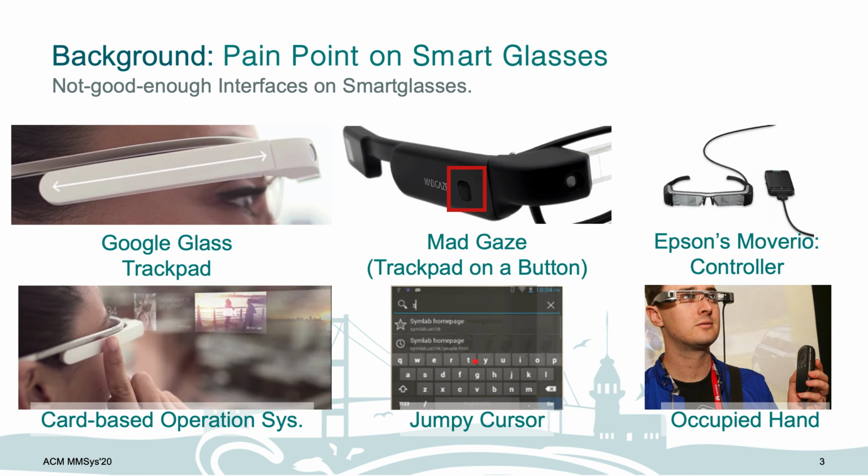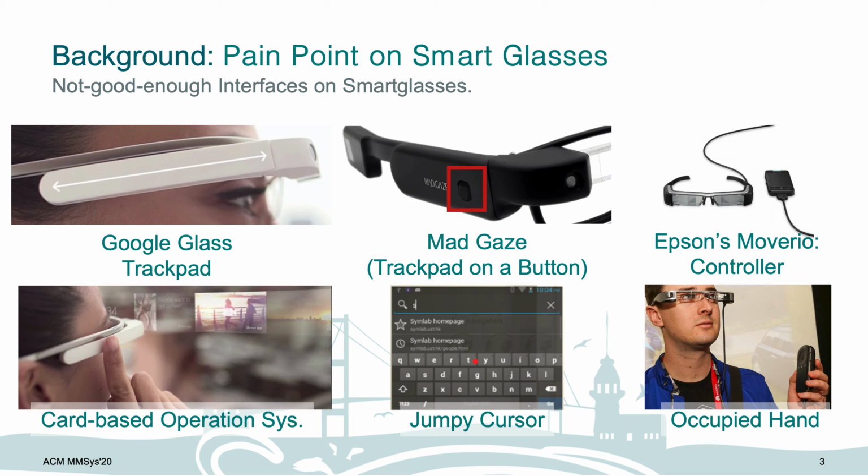For the existing interface and interaction methods on smart glasses, we have a discussion here. For example, Google Glass has a trackpad on the head position, enabling swipe-based gestures. This makes a card-based operating system on Google Glass, with swipe-based gestures to swipe between cards. But this limits the flexibility of the operating system.